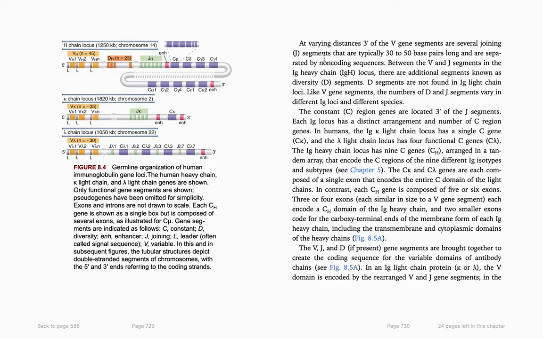At a varying distance 3' of the V gene segments are several joining J segments that are typically 30 to 50 base pairs long and are separated by non-coding sequence. Between the V and J segments in the heavy chain Ig locus, there are additional segments known as diversity D segments. D segments are not found in Ig light chain loci. Like V gene segments, the number of D and J segments varies in different Ig loci and in different species. The constant region genes are located 3' of the J segments. Each Ig locus has a distinct arrangement and number of C region genes.